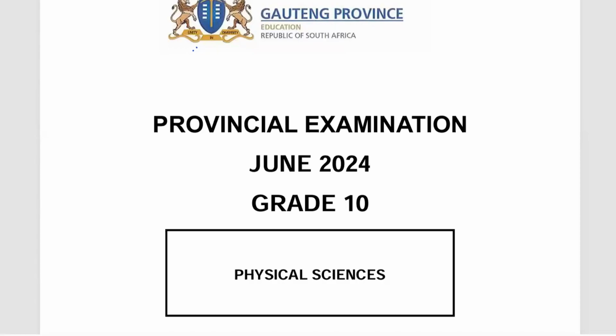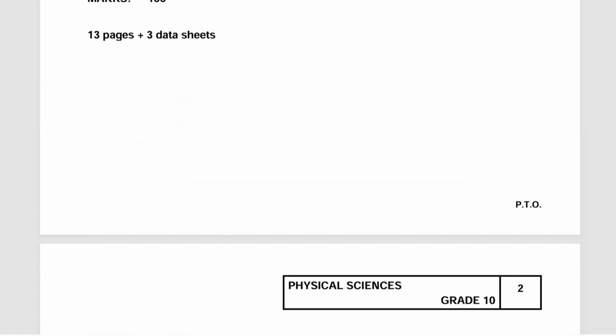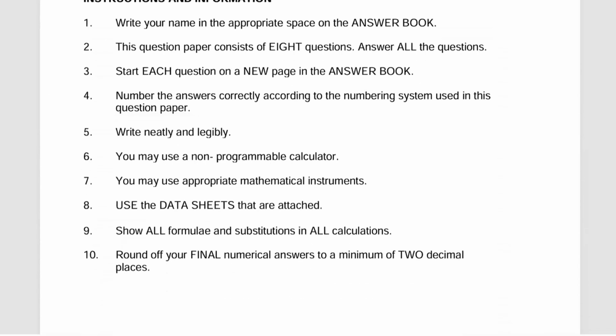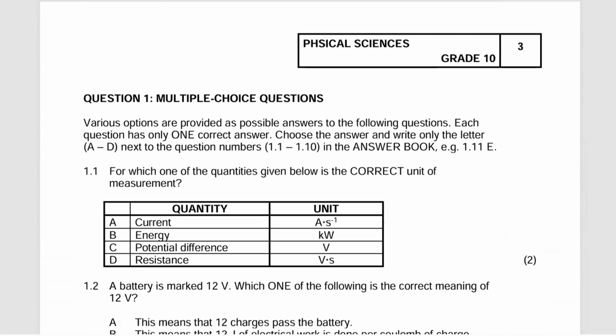Today, we are going to go through a Gauteng province provincial examination, June 2024, grade 10, physical sciences. So we scroll down there. Its duration is 2 hours and total marks of 100. Then we've got our instructions there and all the second page. Then we move on to the questions.